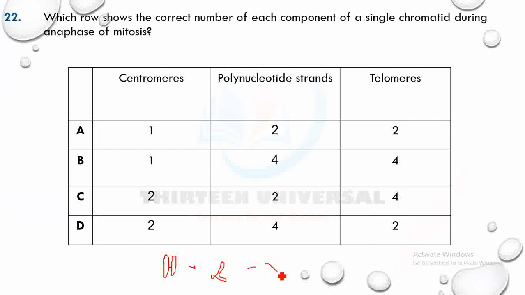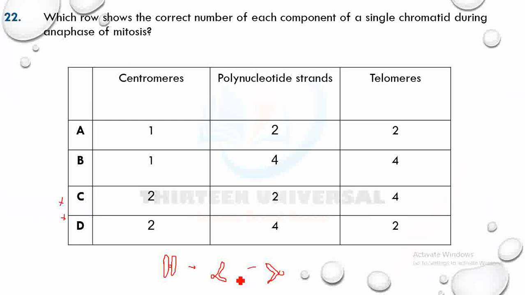So the question now says, which row shows the correct number of each component of a single chromatid? Now this is a single chromatid during anaphase. So A says how many centromeres? It has only one centromere. So A and B remain. You see that C and D are eliminated because they show two.